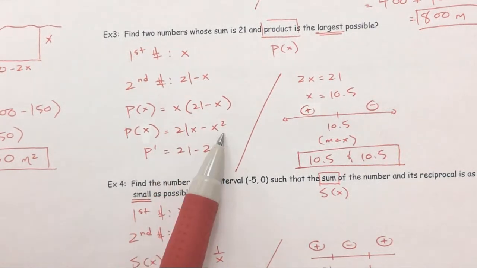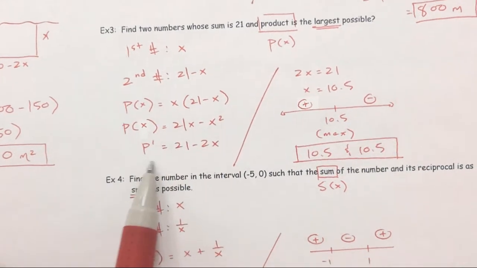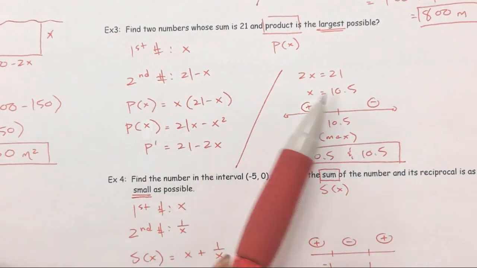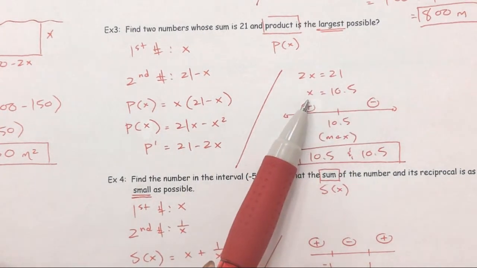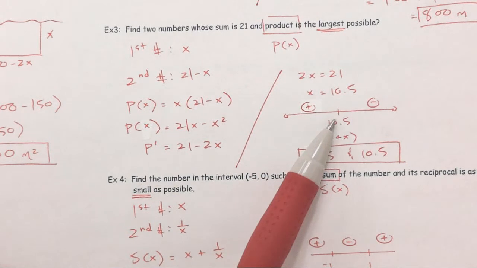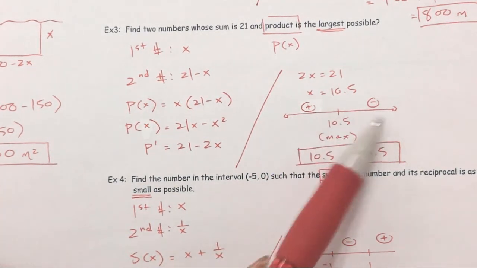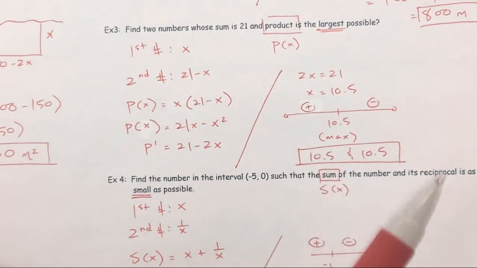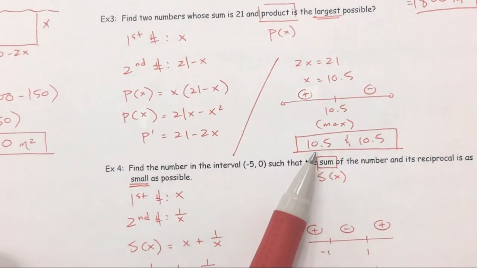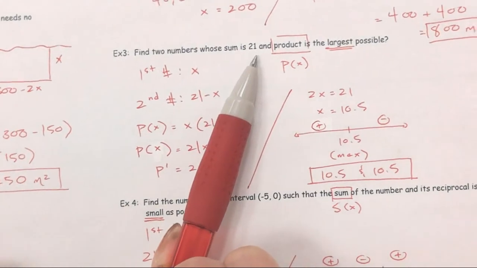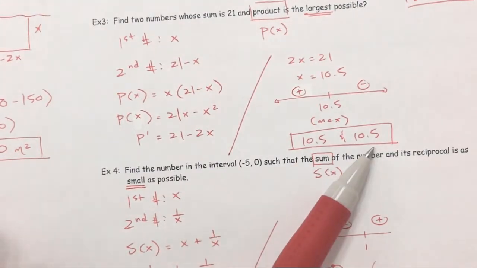And then I multiply it out just to make life easier so that I could take the derivative. I set the derivative equal to 0 and solve for x. That is my maximum. I check it, and that's a maximum. So if one number is 10.5, what does the other have to be? Well, the sum is 21, so the other one would also have to be 10.5.